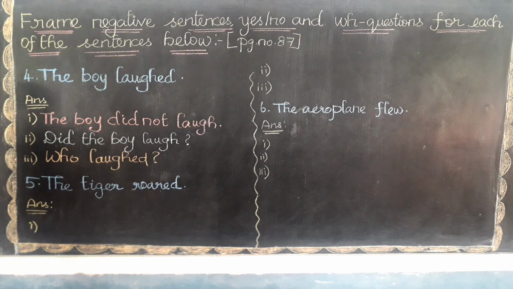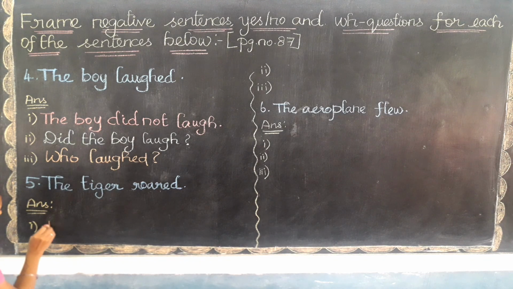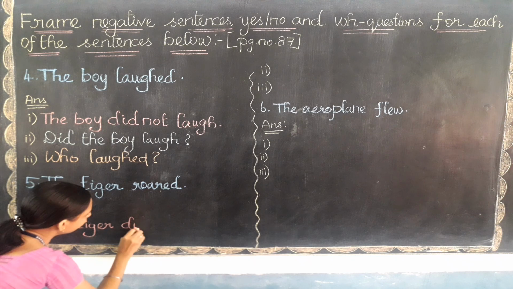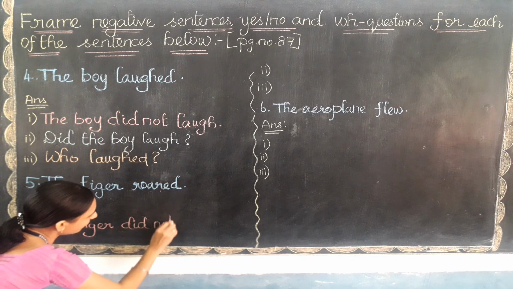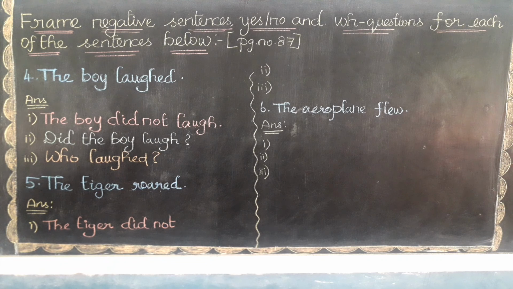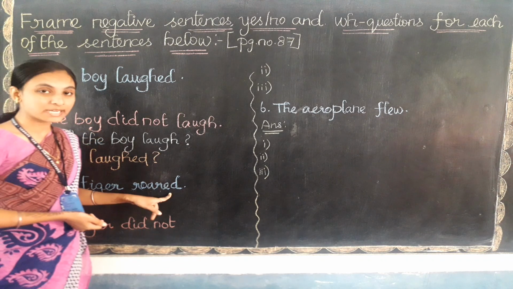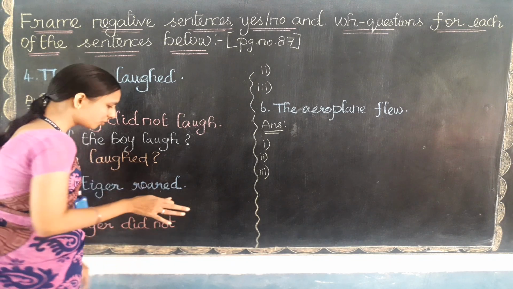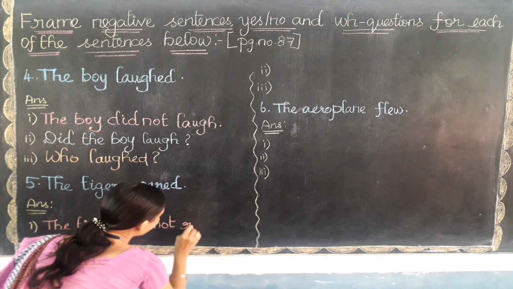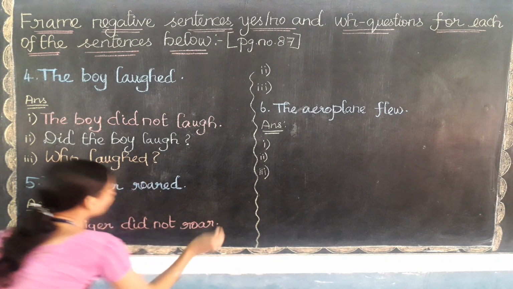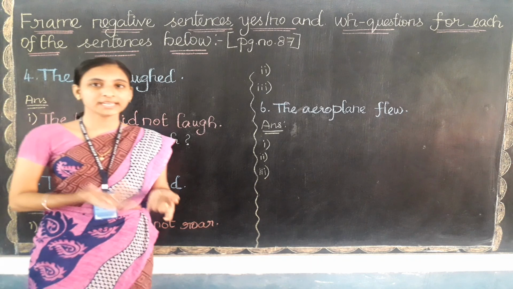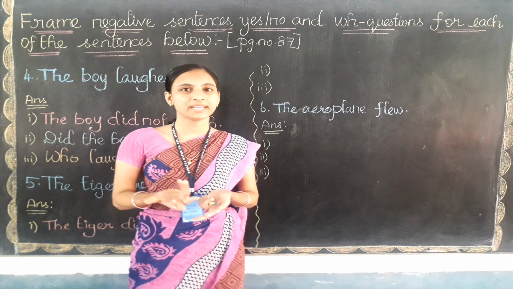So let me write the answer for you. The subject, that is the tiger, then the negative form, that is did not, and then the base form of roared. What is the base form of roared? Roared, it comes with ed, it stands for past form. Actual verb of this roar will be roar. So I need to write roar only. So now the sentence will be like, the tiger did not roar. Tiger urumave illa. Okay? Urumave illa. We can say like this.